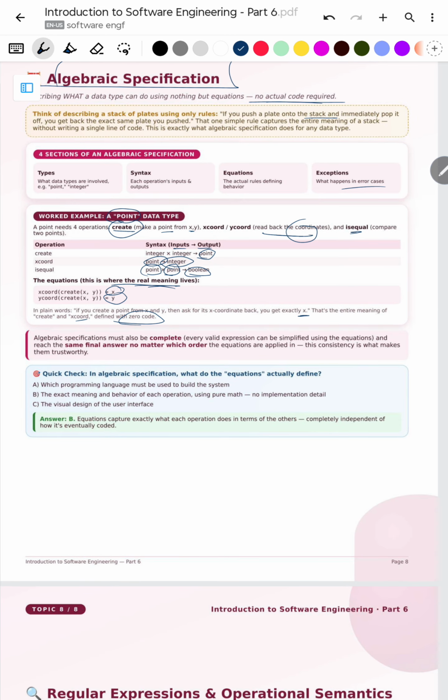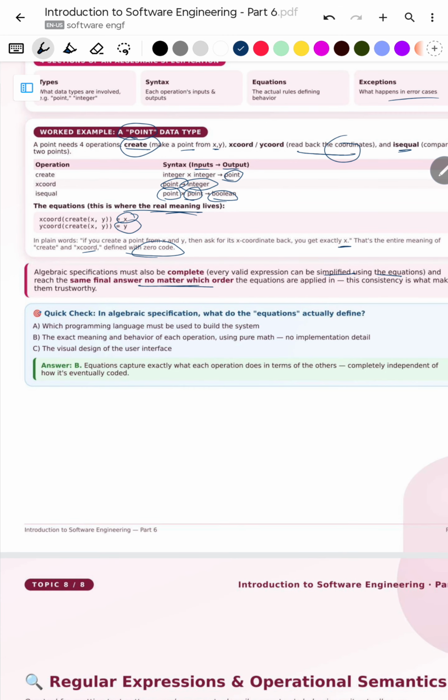So algebraic specifications must also be complete. That is, every valid expression can be simplified using the equations and reach the same final answer no matter which order the equations are applied in. This consistency is what makes them trustworthy. So in algebraic specification, what do the equations actually define? They define the exact meaning and behavior, as we saw here, of each operation using pure math, with no implementation detail.